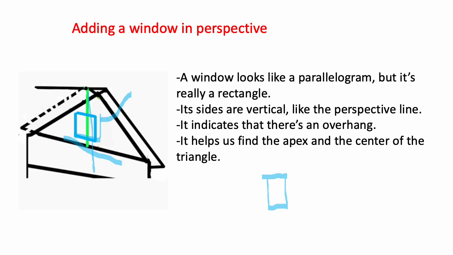Since this window appears closer to the left than the right side of the roof, we know there's an overhang with part of the triangle hidden underneath right here. The window also helps us find the center of the recessed roof because the perspective line starts at the apex of this triangle and goes down, and usually the part of the window in front of this perspective line is a little bigger than the part in back.